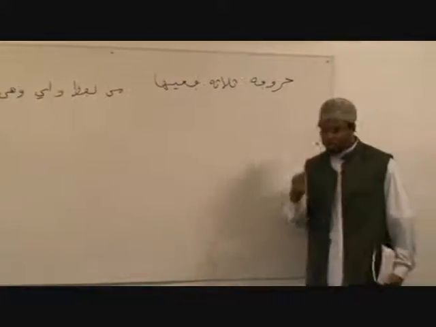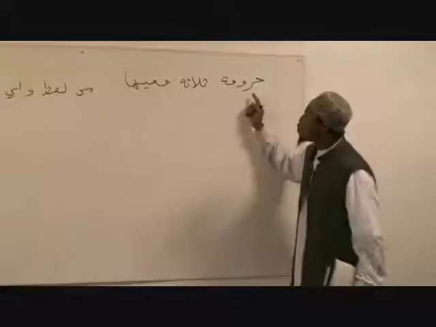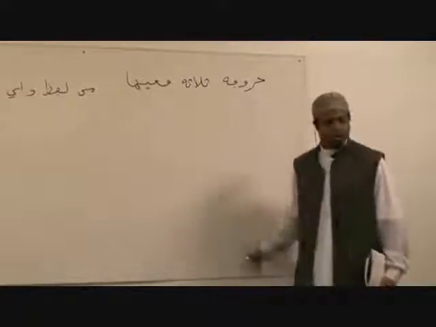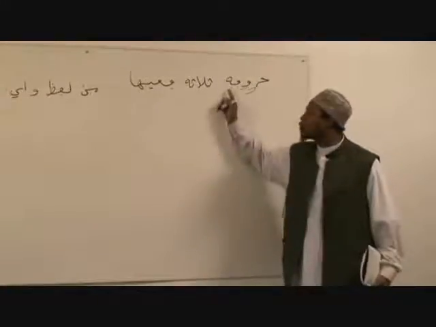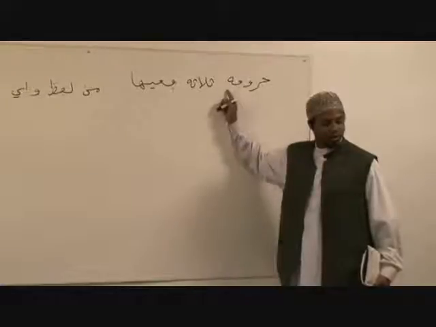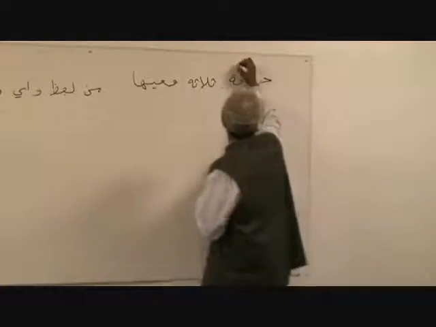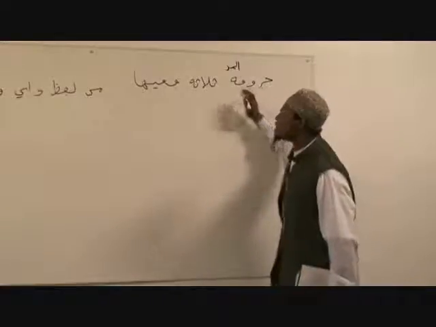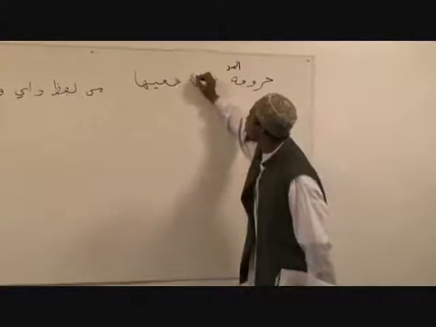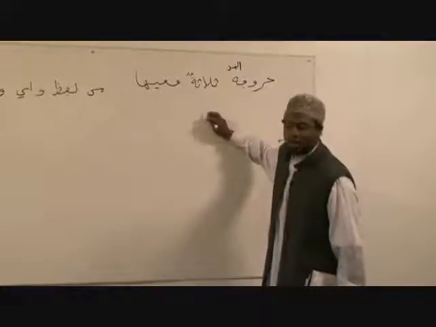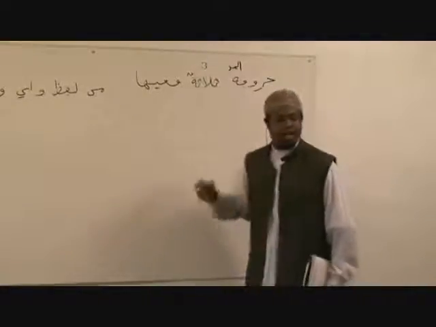What does this mean? We went over this last week, but again, we're reviewing so you could be strong. Hurufuhu, the hu has to represent something. What does the hu represent? The mad. So huruful mad, the letters of mad, are what? Thalathatun. How many? Three. There are three letters of mad.